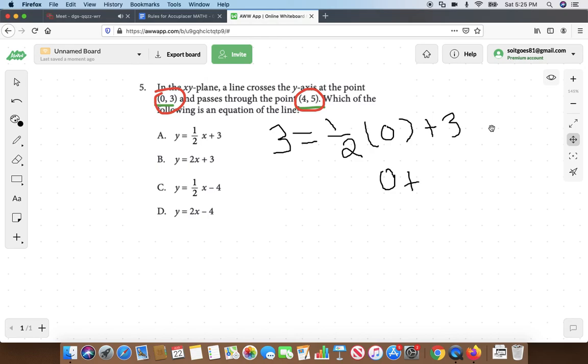Plus 3. Right. Which should be 3. Which is 3. Okay, so A is a true statement. Let's keep it. I don't know if it's right or wrong, but let's keep it. All right, let's try answer choice B.